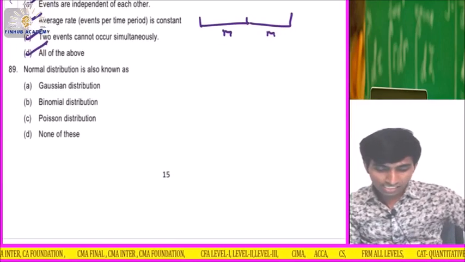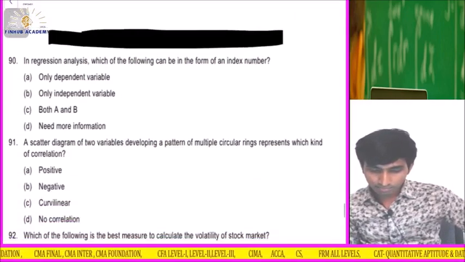Normal distribution is also known as Gaussian distribution. Easy. Fine.